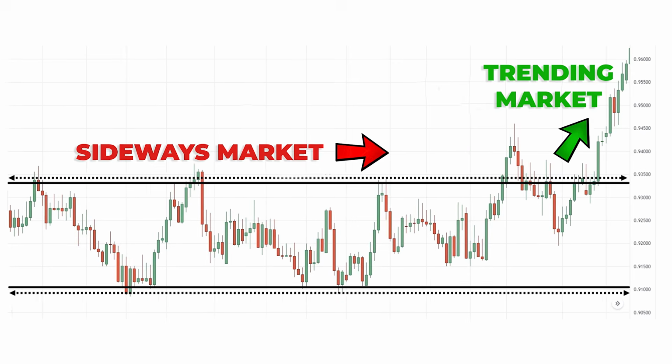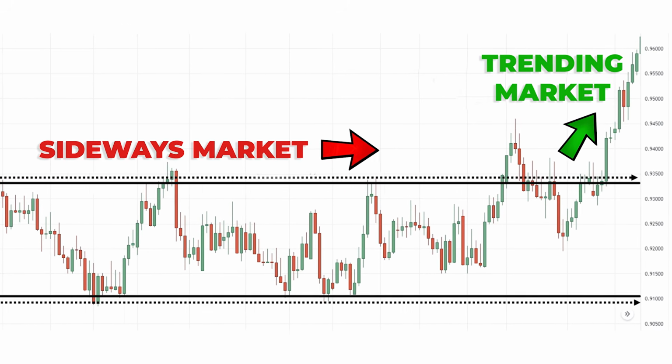Also, try to avoid trading during a period of sideways or flat movement, as the MACD will give out lots of false signals. And as always, practice this using a demo account first. And remember, this is trading and anything can happen, so be careful.